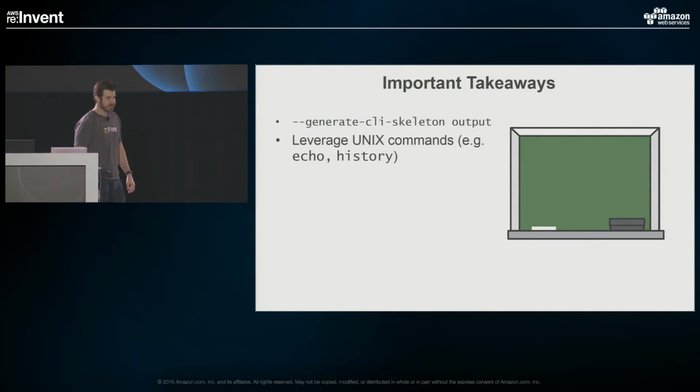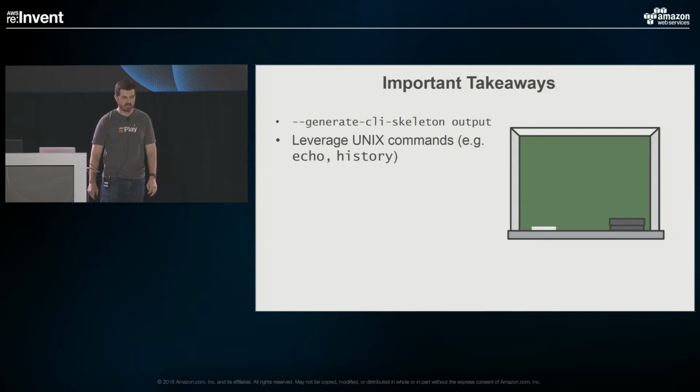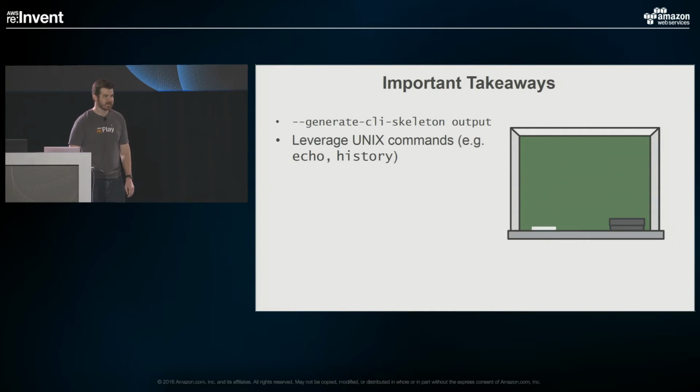So in order to incorporate an iterative workflow, some recommendations that I have are use generate CLI skeleton with output. It's a way for you to play around with the command and get sample responses to get a gist of what you're going to get back. And once you have a lot of confidence, you can go ahead and run the command with more confidence that it's going to work the way you expect. Also, don't forget about Unix commands such as echo to make sure you're checking how your variables are getting replaced. And if you took the programmatic approach to writing your commands, you can easily write shell scripts off of them using the history command.